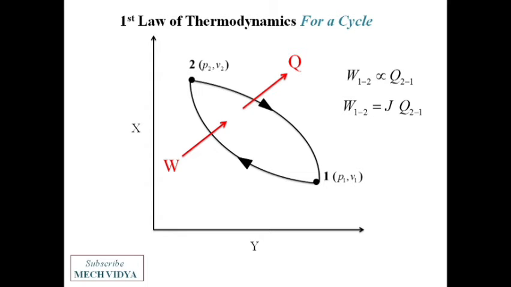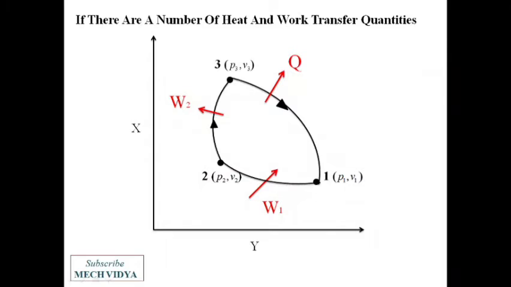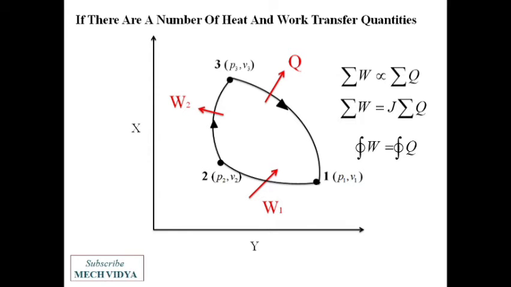Okay. Now here in this example, there was only one heat transfer and only one work transfer component. In some cycles, if there are multiple work and heat transfer elements, then we can write that summation of all work transfers is equivalent to the summation of all heat transfers. We can also write that cyclic integral of heat transfers during the cycle is equal to the cyclic integral of all the work transfers.